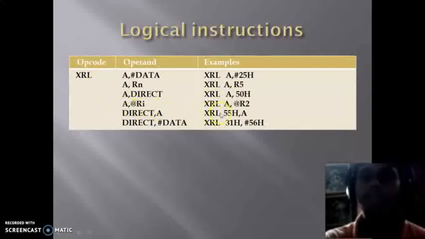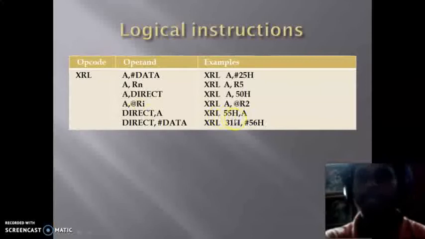So here the XOR is performed between the content of A and the RAM location that R2 holds, in which we have data, and these two data perform the XOR operation, and we will get the effects on the flags. XRL direct comma A.